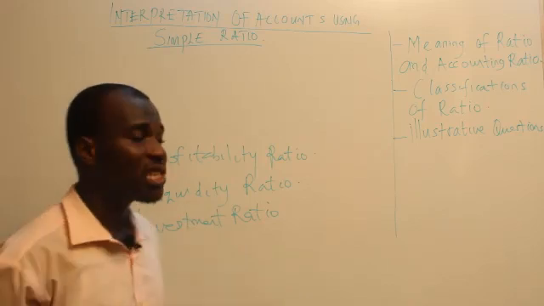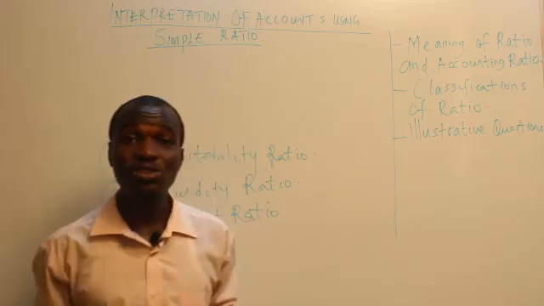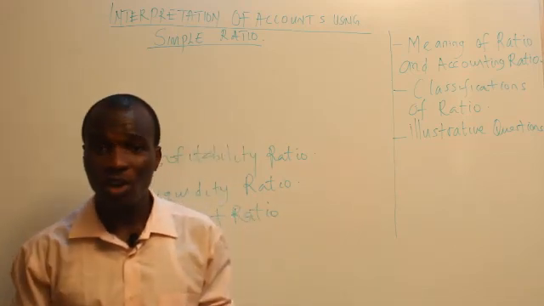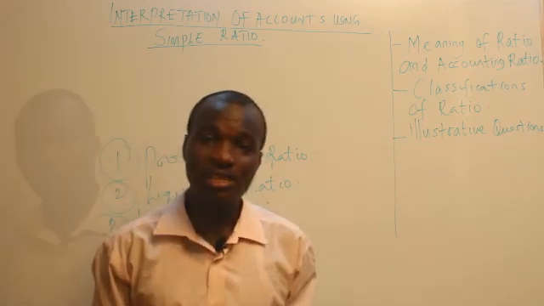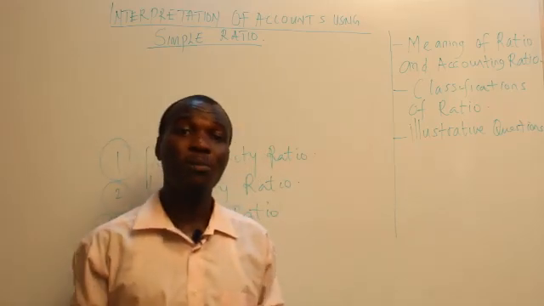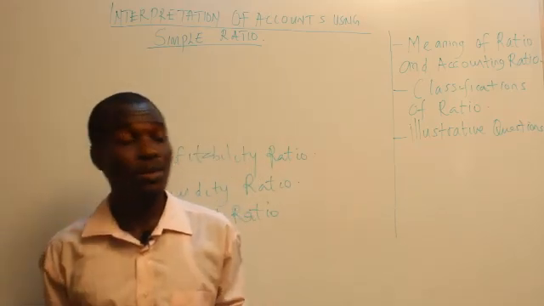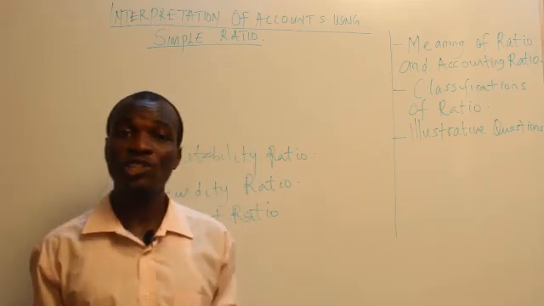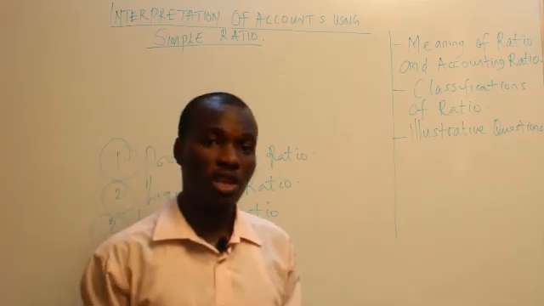Again, we have the liquidity ratio. The liquidity ratio shows the short-term obligation of the business. That is, will the business be able to meet its short-term obligation within a period of time? That is what the liquidity ratio shows. So it shows the ability of the organization to meet the short-term obligation.